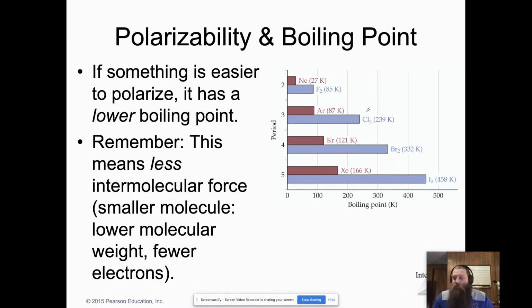Look at the size. Neon weighs 20 grams per mole. Fluorine is roughly 19 grams per mole, so F2 is 38 grams per mole. So it's almost twice the size. So the larger the molecule, the higher the boiling point likely is. Another way to think about that is the easier something is to polarize, the lower the boiling point. There we go.